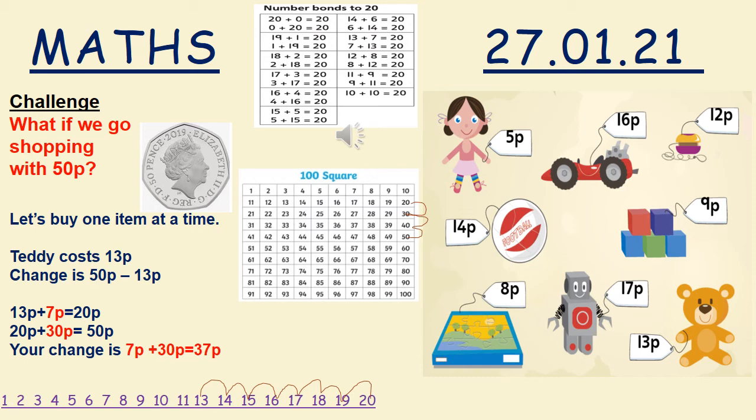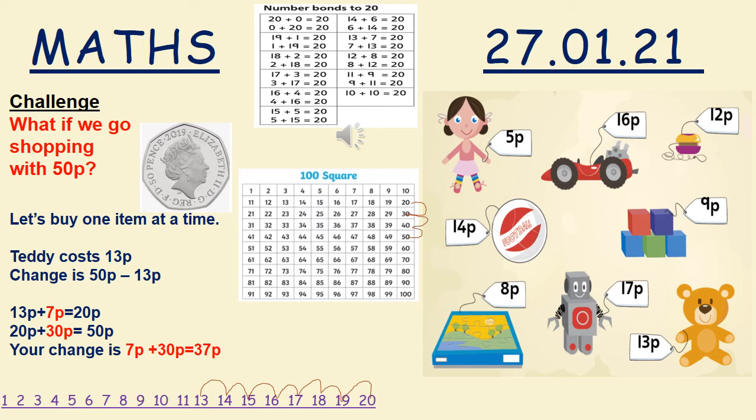Now we know how to count on. So 13p to the next multiple of 10, which is 20. 13p plus something is 20. Look at the number line. 13p, we're going to hop to 20. 1, 2, 3, 4, 5, 6, 7. 7 hops. So 13p plus 7p equals 20p.